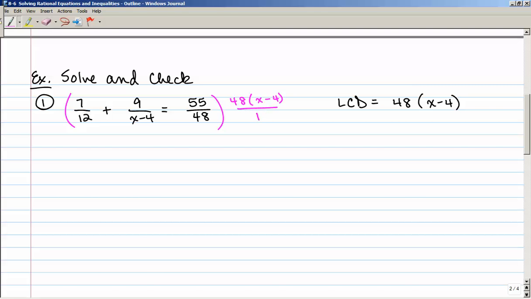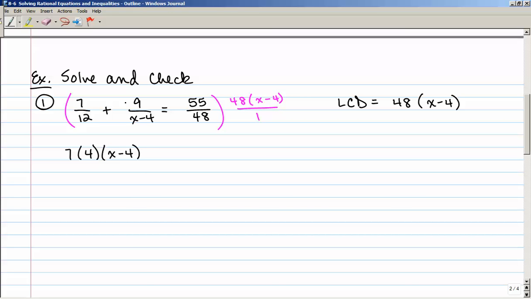And since we're dealing with fractions, if you'd like to put it over 1, you can do that. And think of distributing 48 times x minus 4 three times. So when I do 48 times x minus 4 times 7 over 12, the 12 and the 48 will cancel, leaving me with the 7 that I originally had. Those will cancel and give me a 4, and then the x minus 4 stays there. So the 12 and the 48 cancel, leaving me with the 4, the original 7, and the x minus 4.